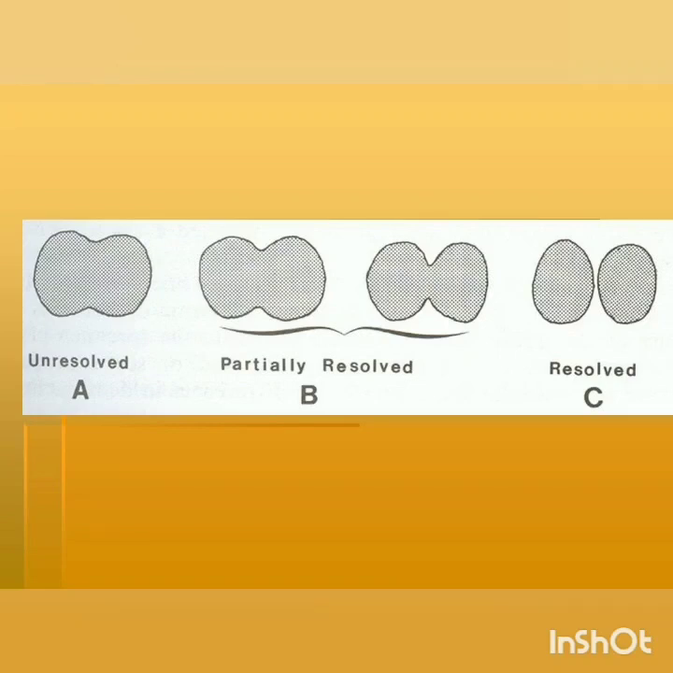This photographic representation shows the first picture, that is A, which shows that there is the existence of two particles but very undistinguished. Next one is partially resolved, so two separate particles can be seen but not as completely separate entities, and in the resolved one we can see that the two particles are separate entities.